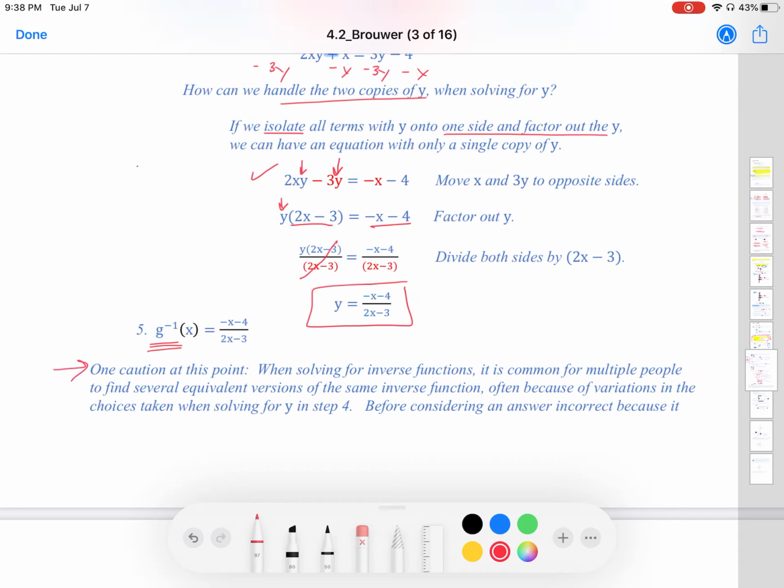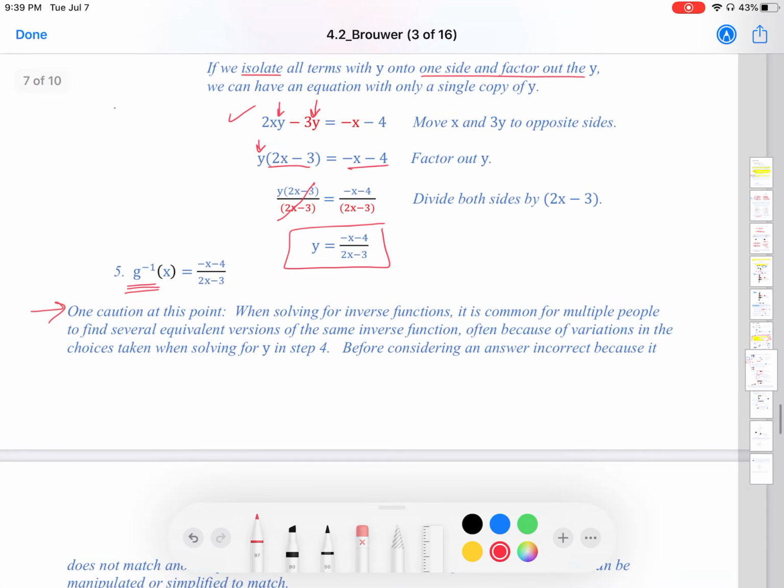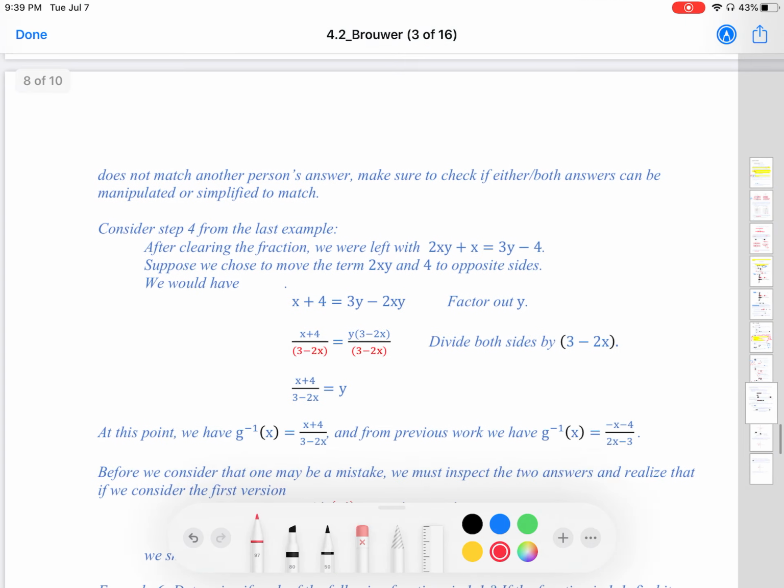One caution at this point, when solving for inverse functions, it is common for multiple people to find several equivalent versions of the same inverse function, often because of variations in the choices taken when solving for y in step 4. Before considering an answer incorrect because it does not match another person's answer, make sure to check if either or both answers can be manipulated or simplified to match.